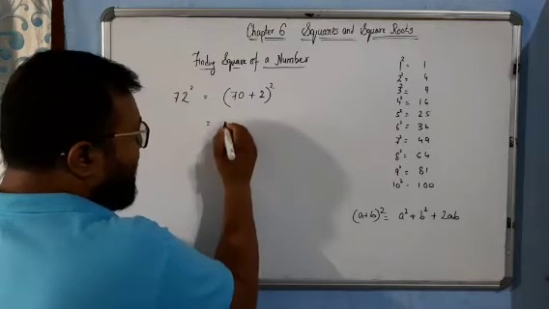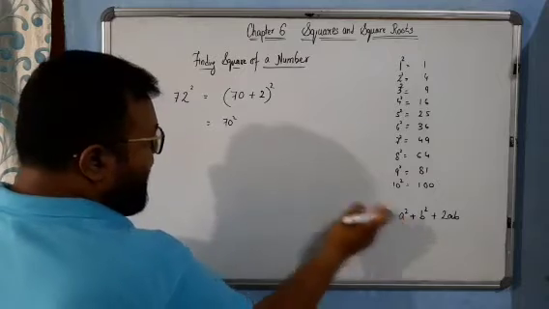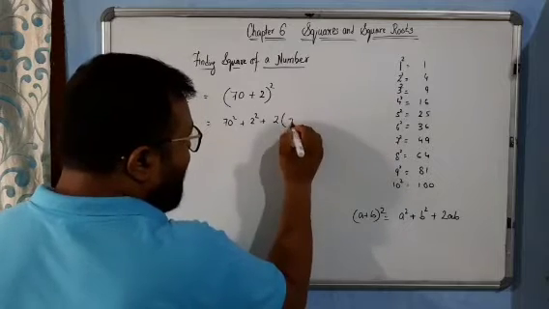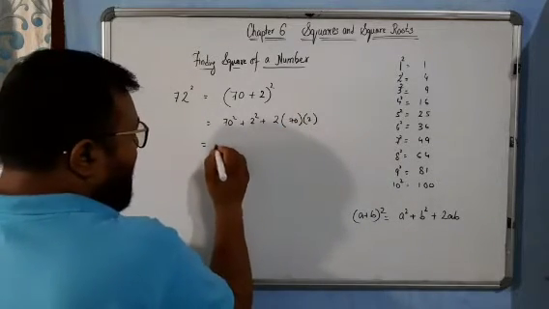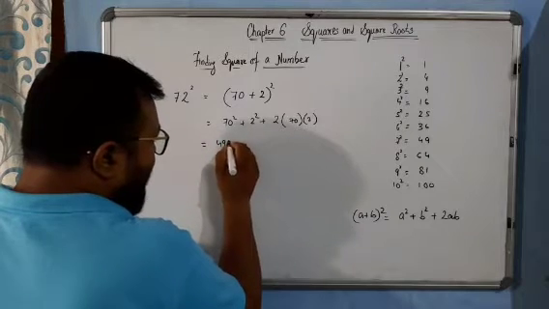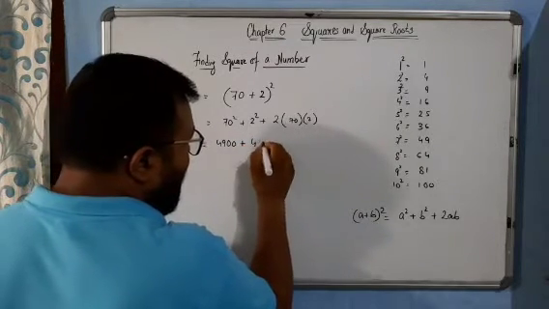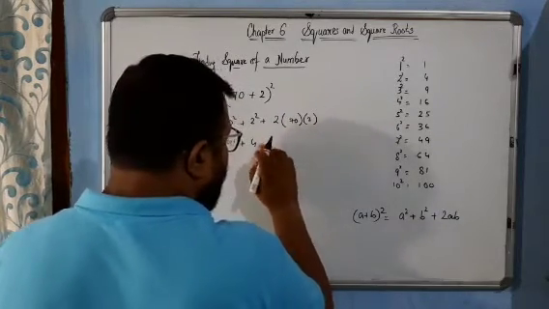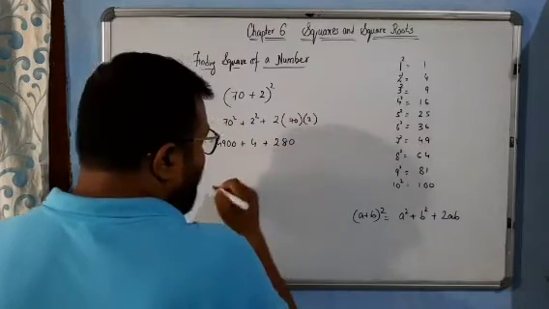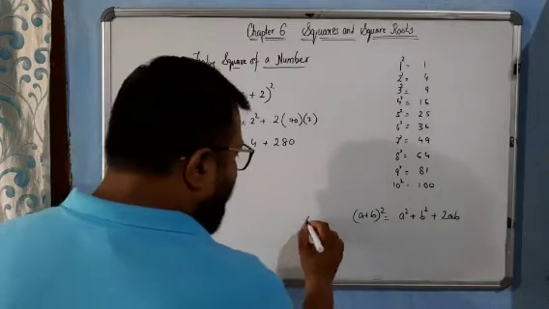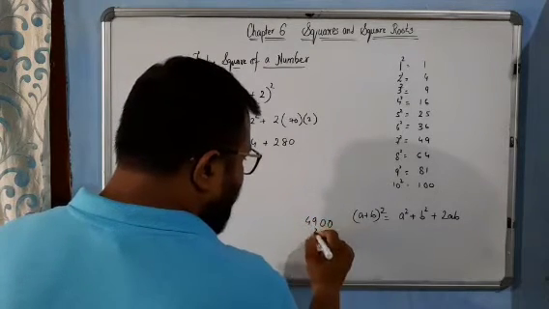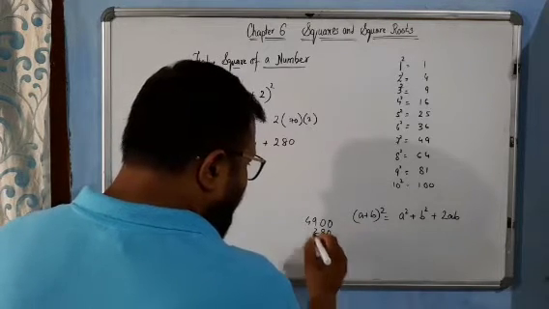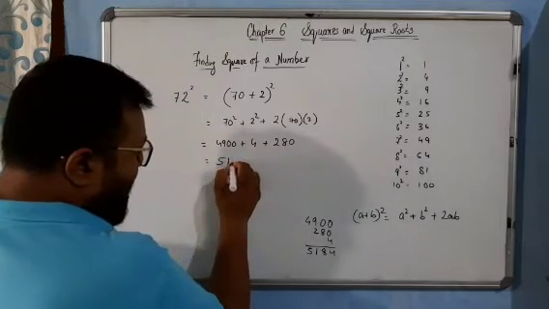70 square first, that means a square, plus b square means 2 square, plus twice ab. So twice, then a is our 70, b is our 2. So 7 7 is 49, with 00 after it, then 2 2 is 4, then here 2 times 70 times 2 is 280, sorry, it is plus 280. So now you can add, very simple: 4900, 280 and 4, that gives 5184.